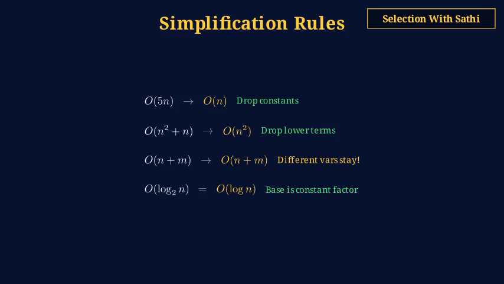O of log base 2 of n equals O of log base 10 of n equals O of natural log of n. Why? Because log base 2 of n equals log base 10 of n divided by log base 10 of 2, and that denominator is just a constant.